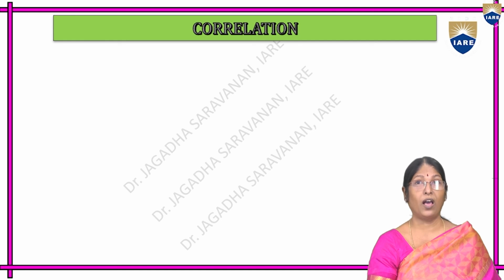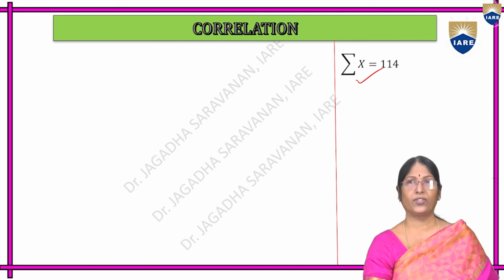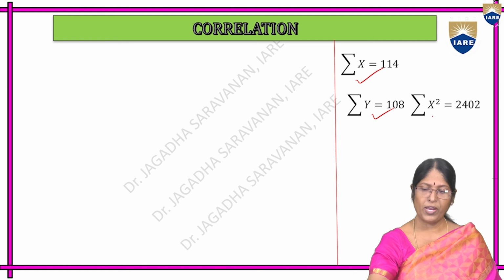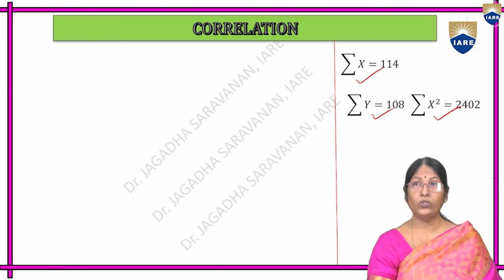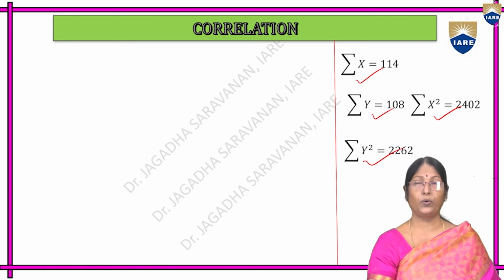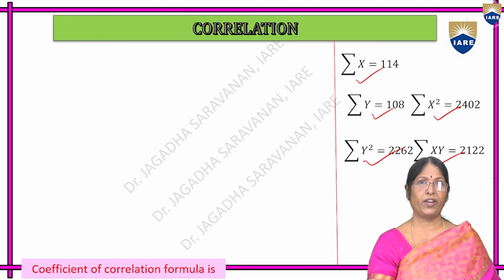All the terms are ready now. The substitution part is next, but before that, let us see the results we obtained. Summation x is 114. Summation y is 108. Summation x square equals 2402. Summation y square equals 2262. Summation xy is 2122. All the values are ready.